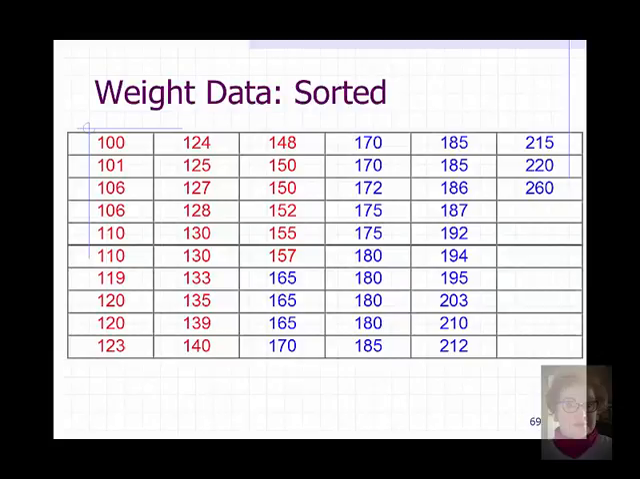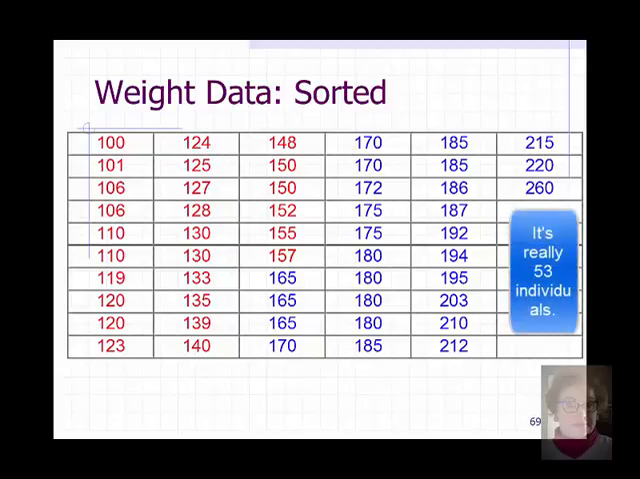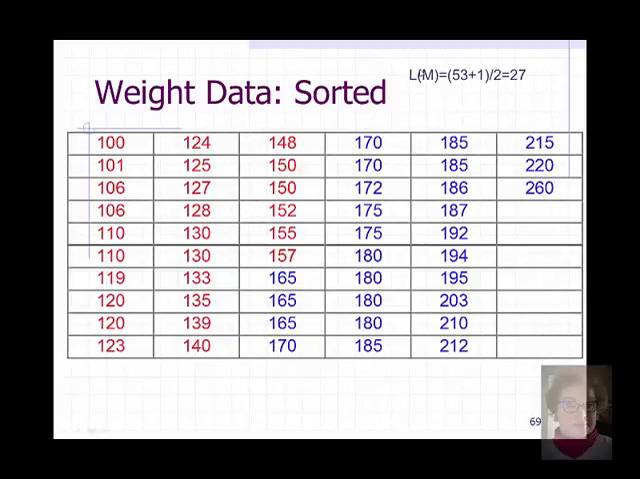Now, this is the weight data that we looked at earlier in the course. And remember, these are 63 individuals who were in an introductory stats class on the first day of class, and we recorded their weights. And remember, to find the median, we take the number of individuals plus 1 divided by 2 to find the location of our median. So we have 53 individuals plus 1 divided by 2 is 27. So our median is our person right here that weighs 165.